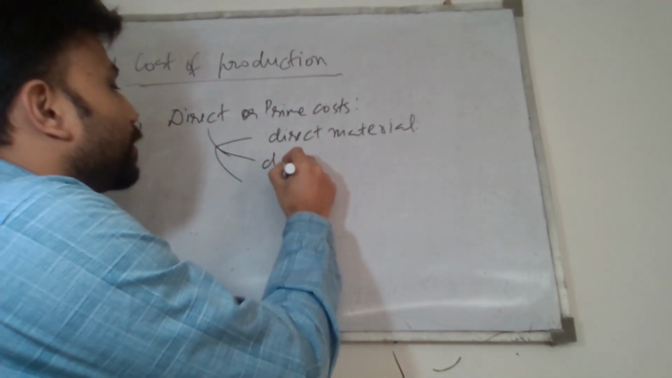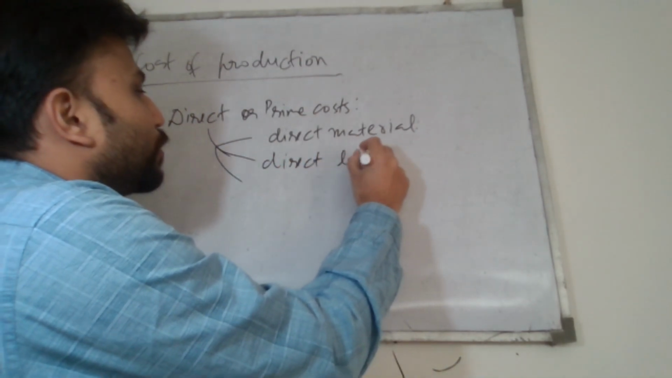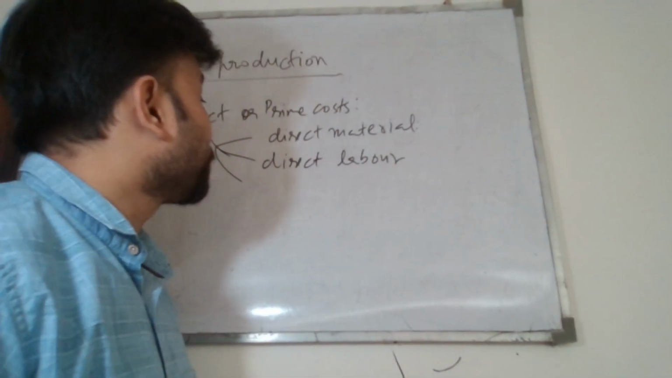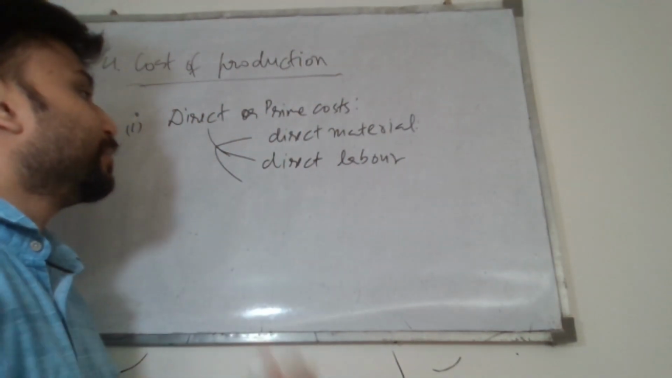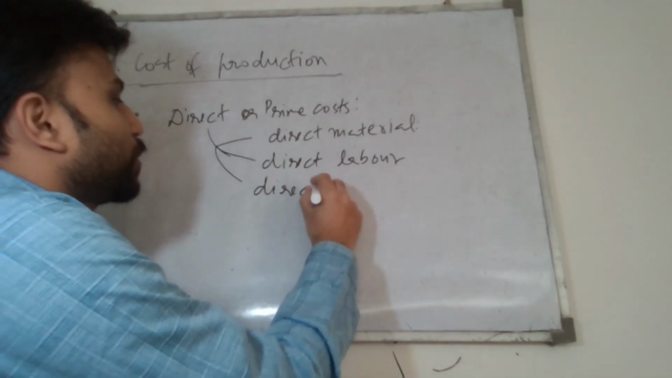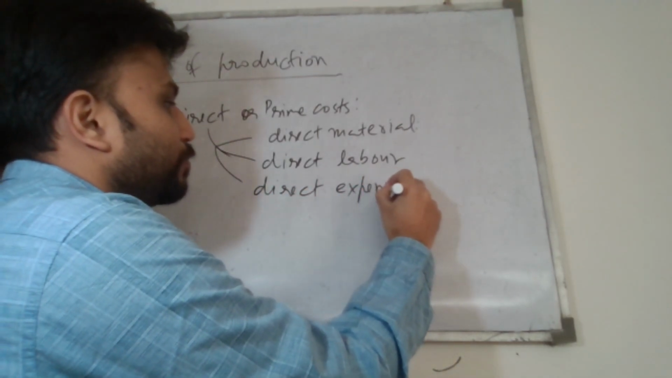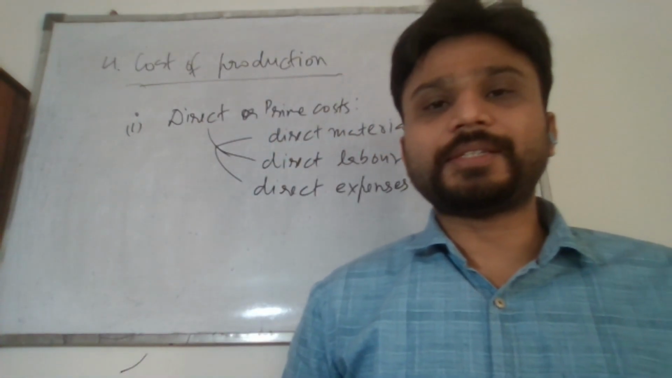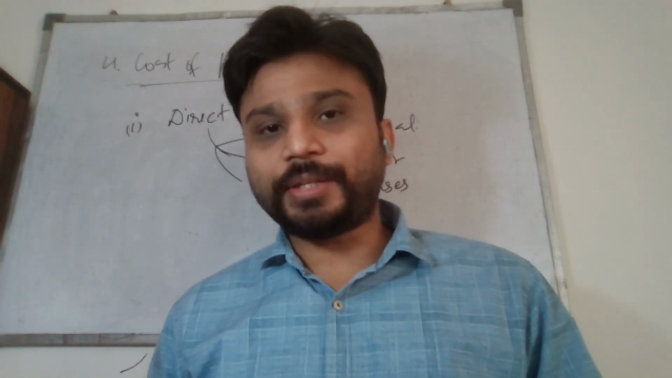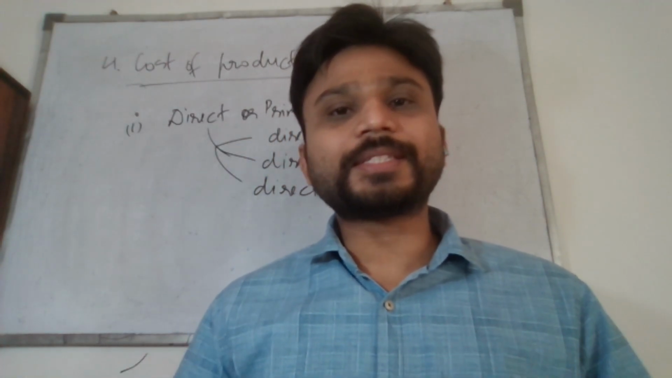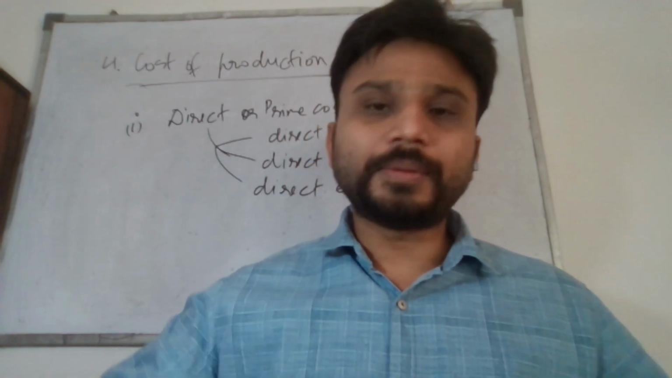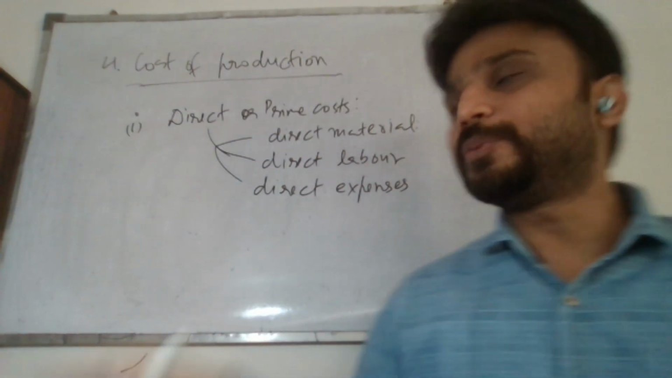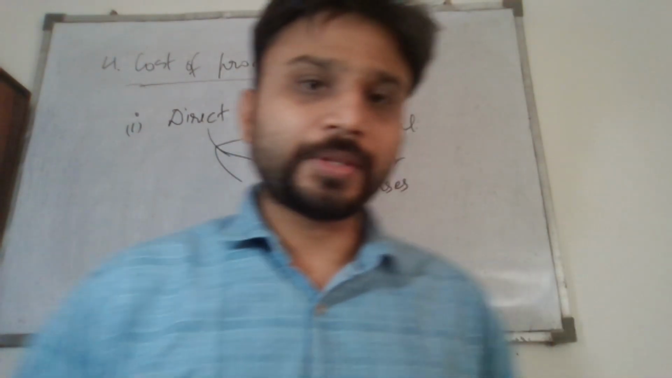Then we have direct labor cost, whatever labor has to be present at the machine while manufacturing is happening. Then we have direct expenses. Direct expenses means whatever energy is required, electricity. Electricity is an essential part of producing the whole thing for this machine to operate. So that would be part of direct expenses.